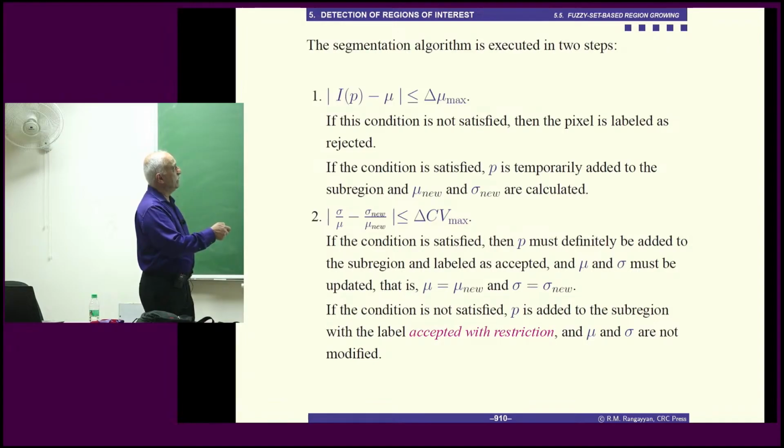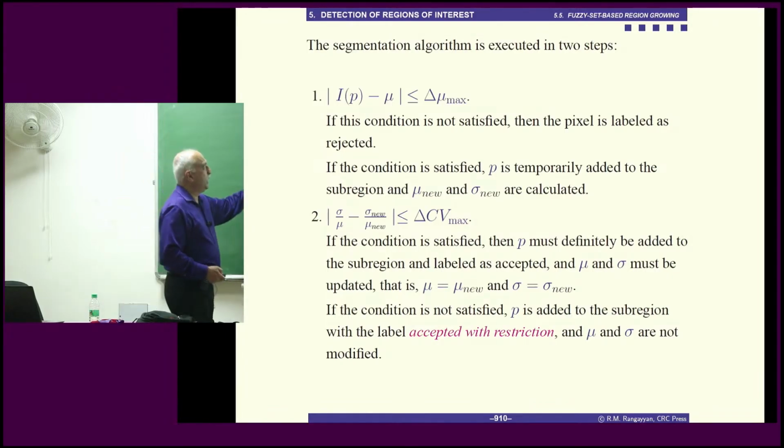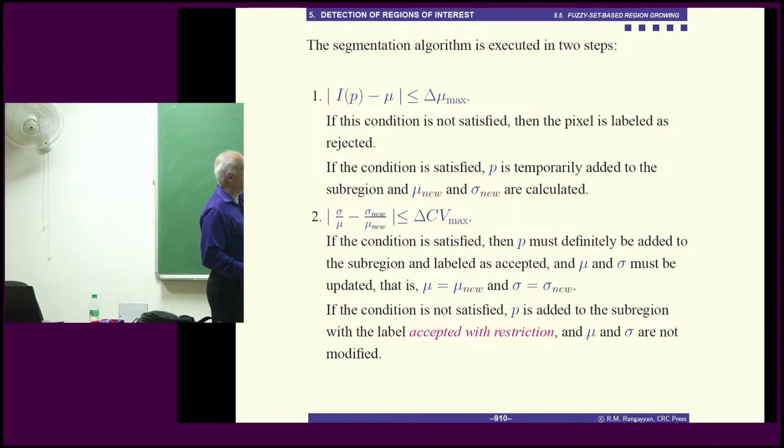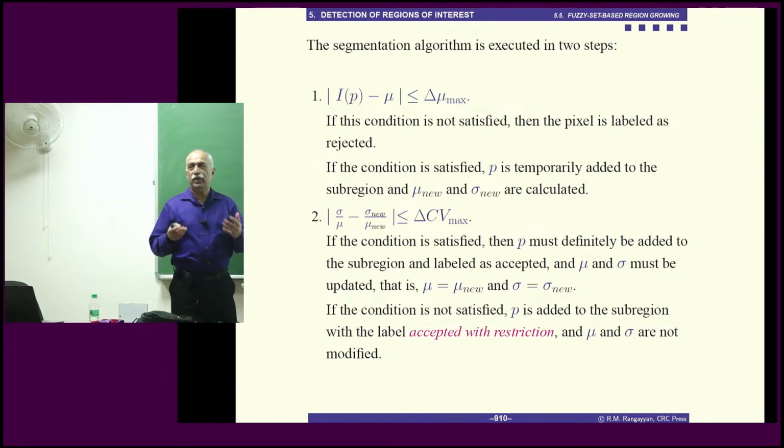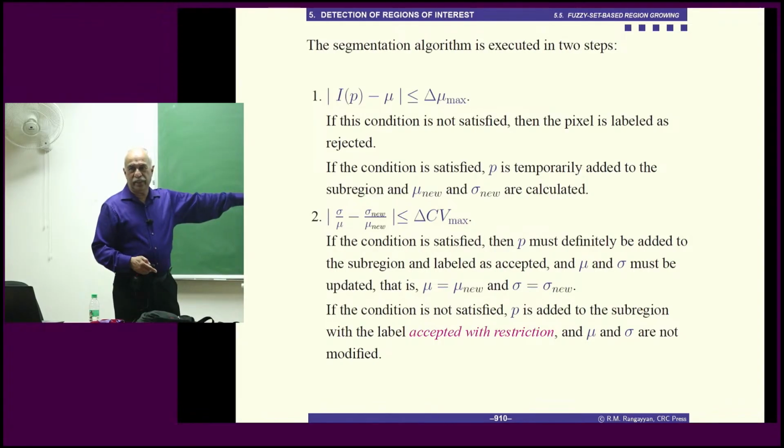CV, this is before and after inclusion, coefficient of variation. If that is less than delta CV max, which is a parameter, then P must be added as accepted and mu and sigma must be updated. So mu nu, sigma nu are kept. If it is not satisfied, P is added with the label you accept it because it passed the first condition, but we are not going to change the statistics of the region.